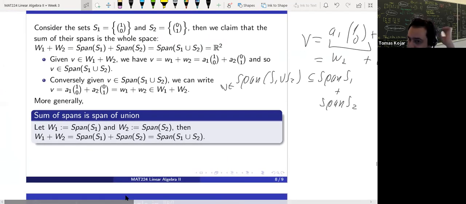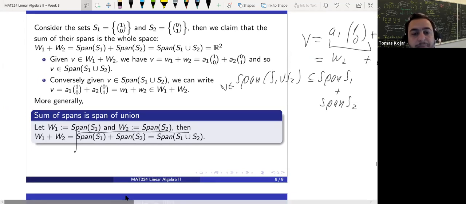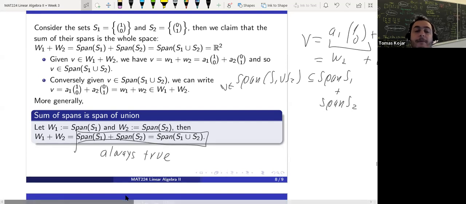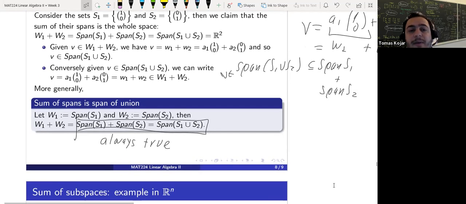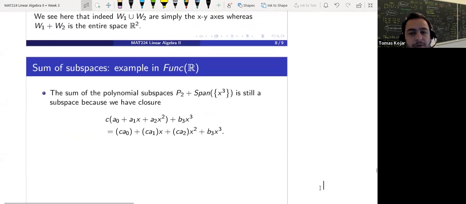So we indeed have, in a more general setting where you have many more vectors, that the summation of spans is the span of the union. This is always true. Not just in this example, but the proof that I did generalizes. Instead of putting (1, 0), you can just put V1 and V2, and it's the same thing, no different. Okay.